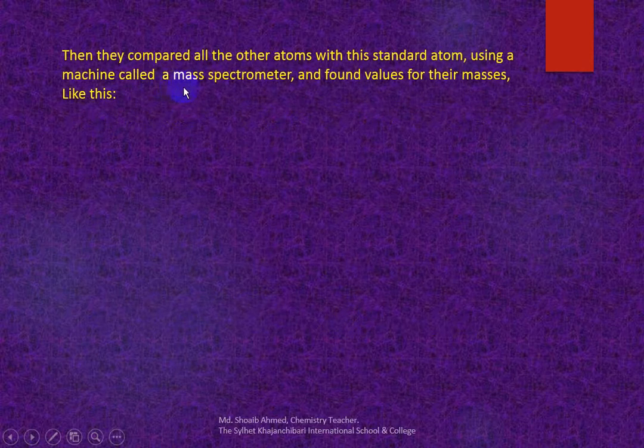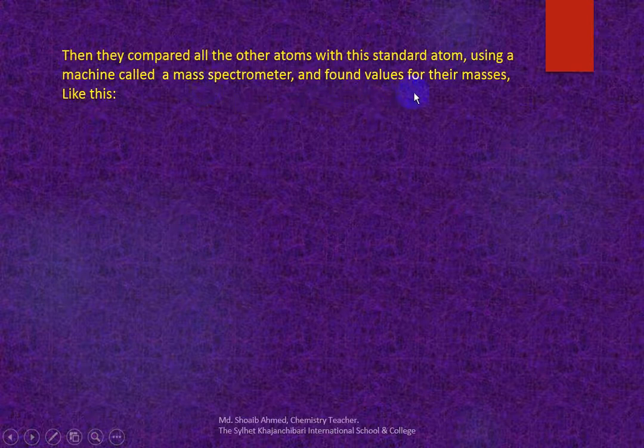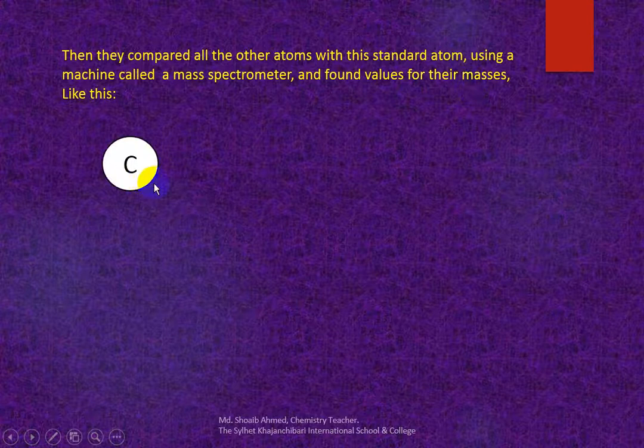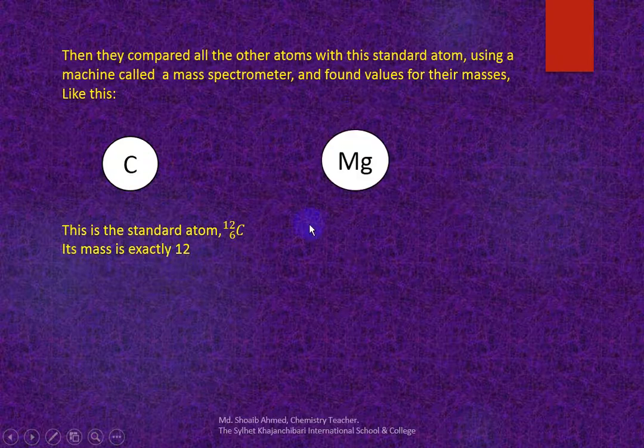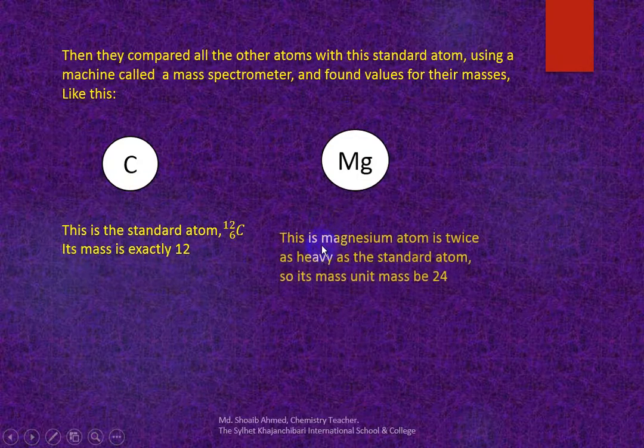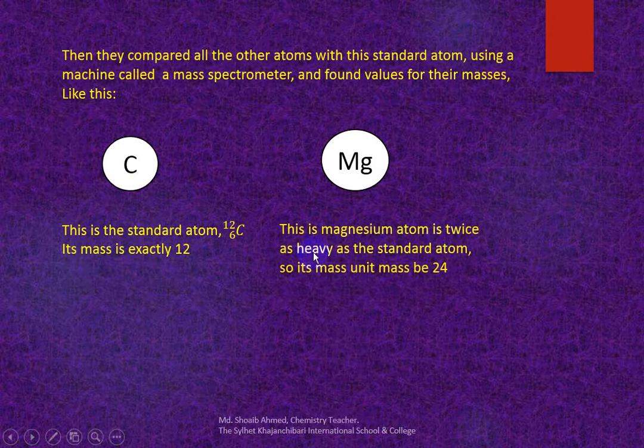Next, the scientists compared all other atoms with the standard atom, carbon-12, using a machine called a mass spectrometer, and found the values of their masses. Other elements are like this. This carbon is the standard carbon-12 isotope, so its mass is exactly 12. Next, magnesium. The magnesium atom is twice as heavy as the standard atom. The standard atom is 12, so it is twice, so 24. So magnesium mass is 24.